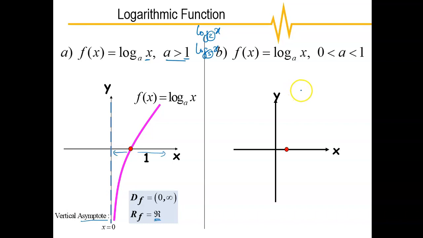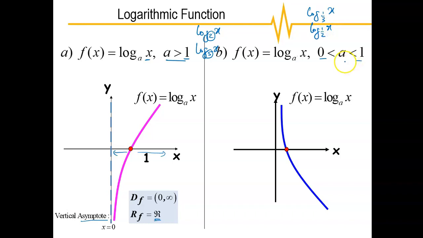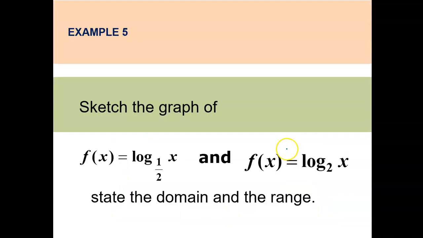And look at this one here now. The graph will be the opposite from here. So when a lies in between 0 and 1, for example, log x to the base of 1 over 3, log x to the base of 1 over 2, okay? So then look at this one here now, and the domain and the range of the function.